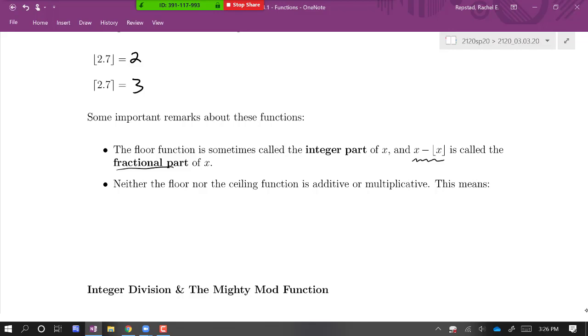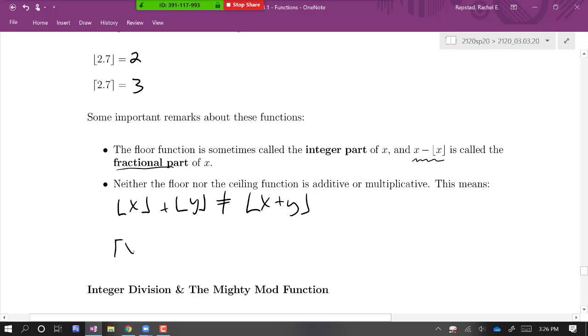If it's not additive, that means that if I take the floor of x plus the floor of y, this is, in general, not equal to the floor of x plus y. I'm not saying that you can't find instances where equality holds, but there's plenty of times when equality does not hold. And the same is true for the ceiling.